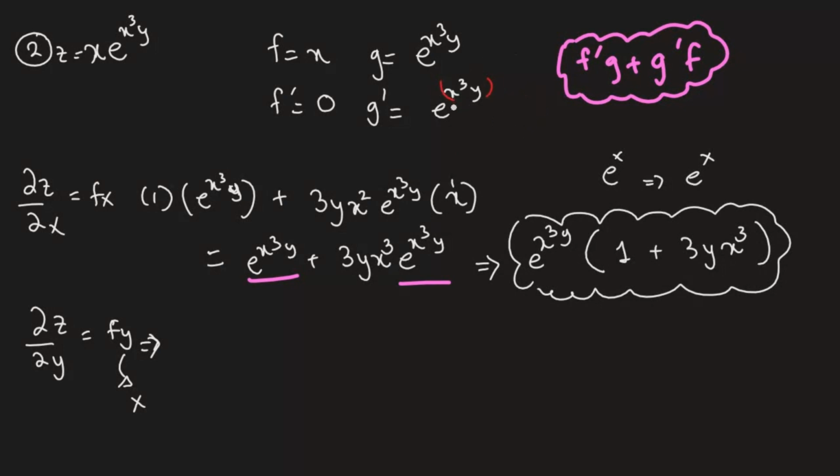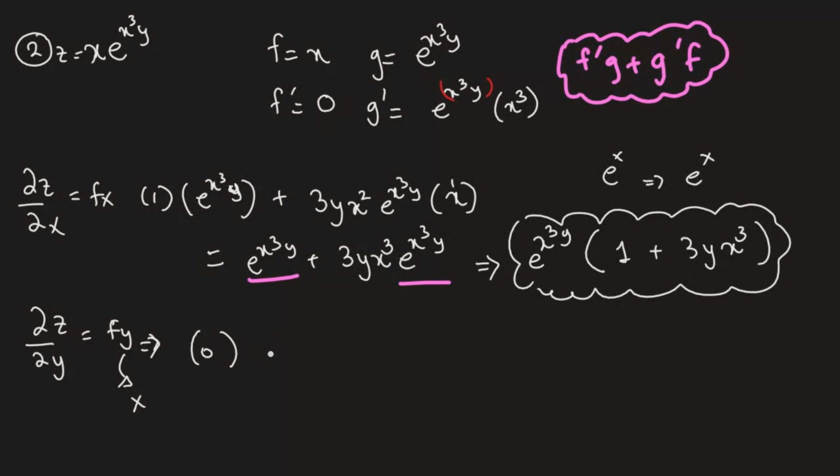So I hope you got it. The derivative of this inside function is x cubed, because x is a constant, so it will just stay in there, and we're differentiating y, so the derivative of y is simply 1, so that's why it's this. So now it's simply plugging into the formula. f prime is 0, so f prime times g, the whole thing is going to give 0, so you don't have to write it.